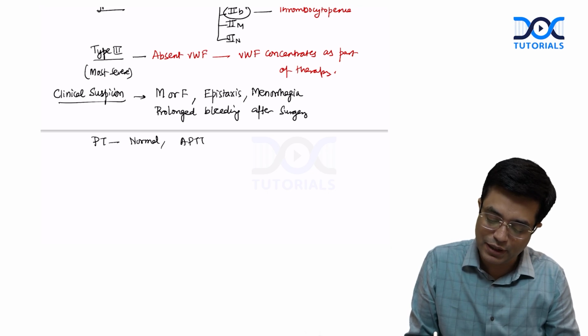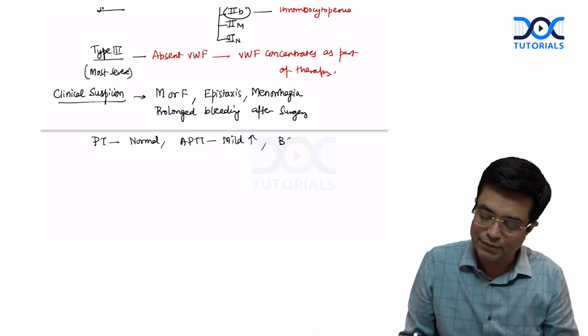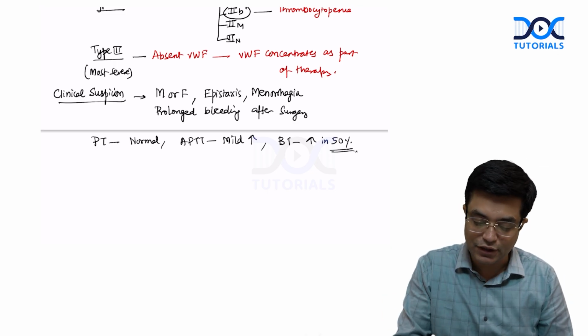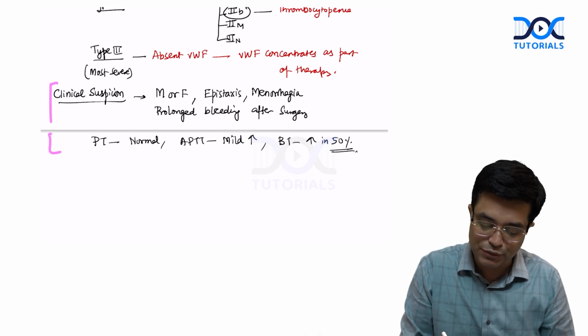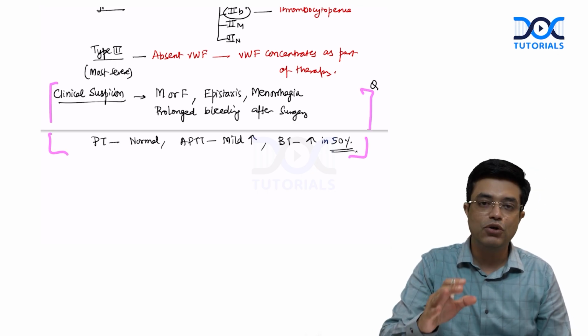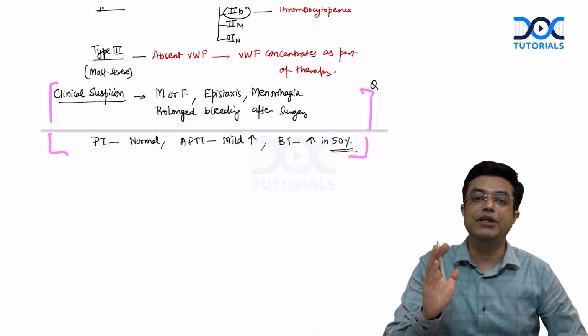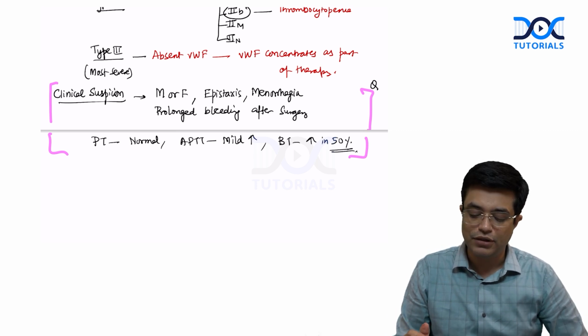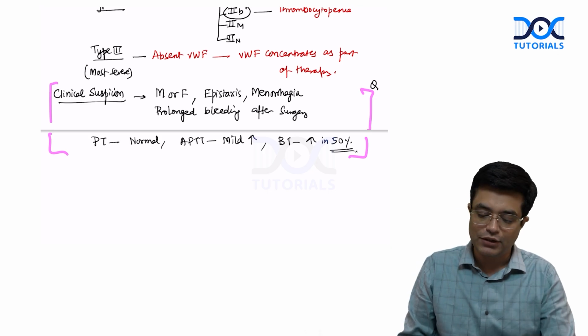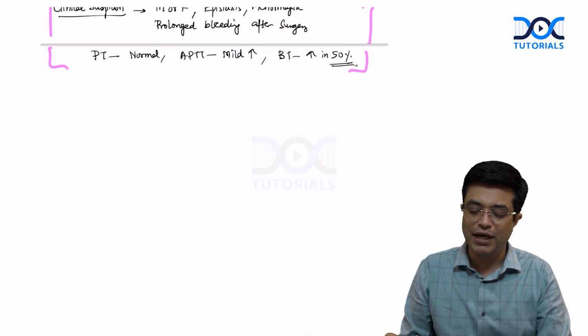Activated partial thromboplastin time will be mildly increased. And bleeding time will also be increased in 50% of the patients, but in the remaining 50% it will be normal. So these are the clues. In fact, there is already an MCQ asked on this particular information in the July 23 paper of the FMG entrance exam. So a similar question has been put in the Q bank also. So this is regarding von Willebrand disease.